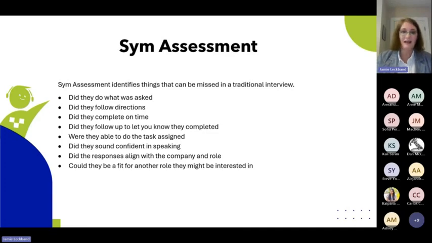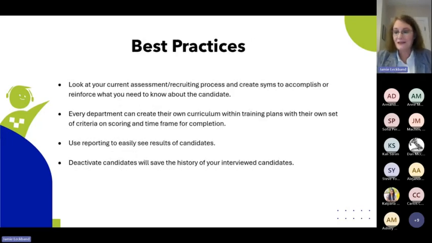Were they able to do the tasks assigned? Did they sound confident in speaking? Did the responses align with the company and the role? Again, that's hard to gauge. Sometimes you get them talking, but in traditional interviews there can be those staged answers. There's lots of books out there. And could they be a fit for another role in the company that maybe they didn't even apply for? I don't know if they're going to be a fit here, but possibly here. So you can actually get more out of each person that you bring in, especially if you have openings throughout the organization. So sim assessment really can identify a lot of things.